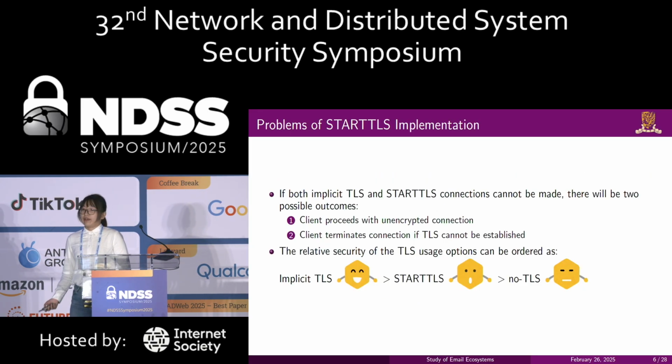However, that's not the case for all vendors, because some vendors do not allow the clients to downgrade to the plaintext phase. They will simply terminate the connection when STARTTLS is used as the last resort. But given that STARTTLS still has the possibility of downgrading to a plaintext phase, we prioritize implicit TLS as more secure than STARTTLS, while no TLS is obviously the worst.